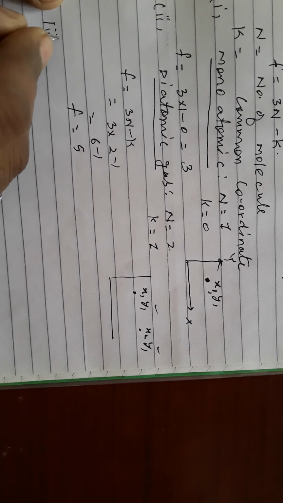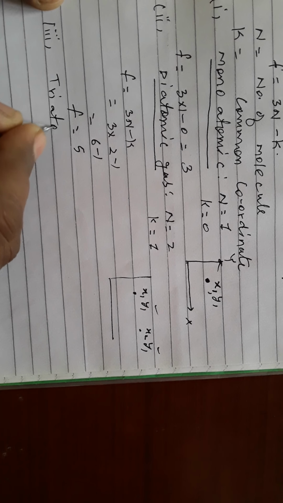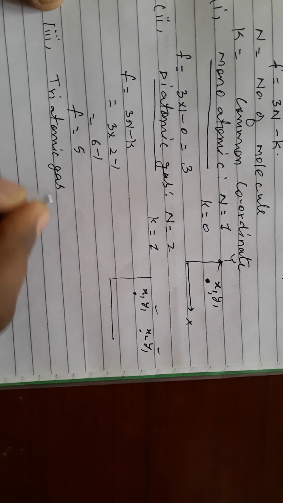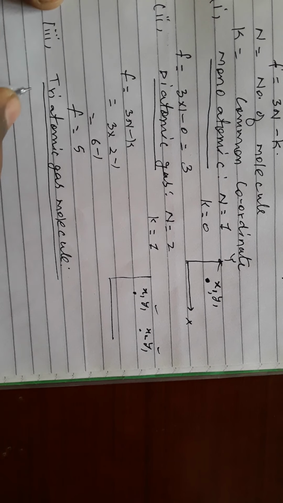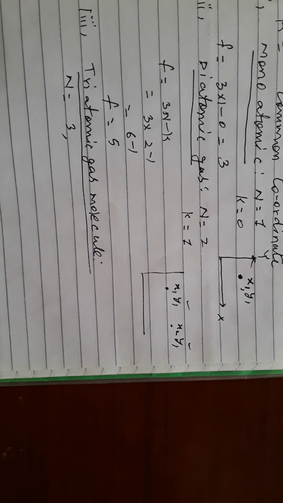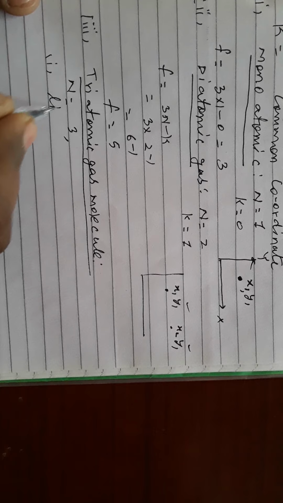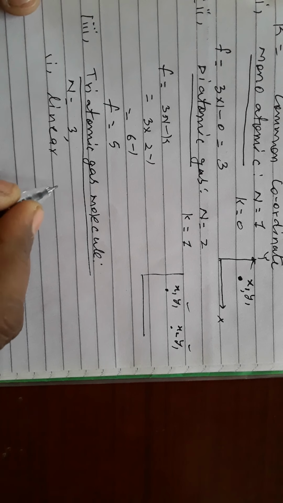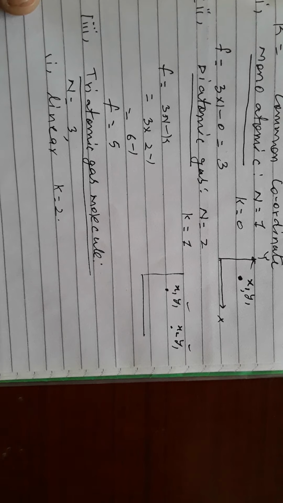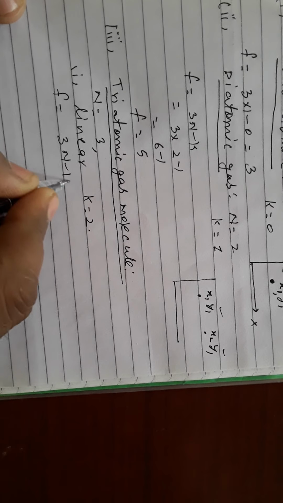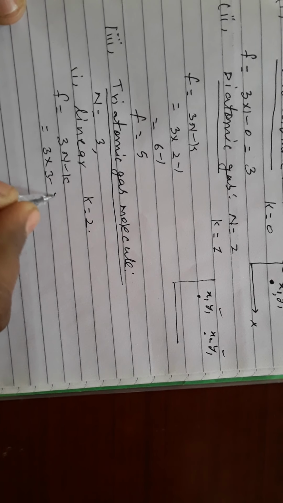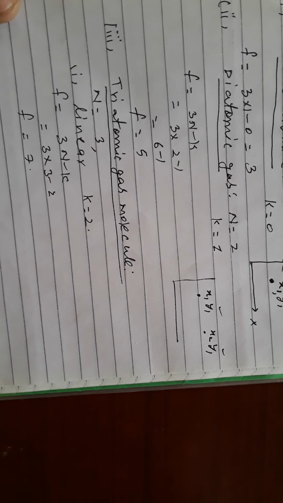Third is triatomic gas molecule. For the triatomic gas molecule, number of molecule is 3, n is equal to 3, and triatomic gas molecule is of two types. First is called linear, which contains K is equal to 2. So the degree of freedom F is equal to 3n minus K, 3 into 3 minus 2, so F is equal to 7.